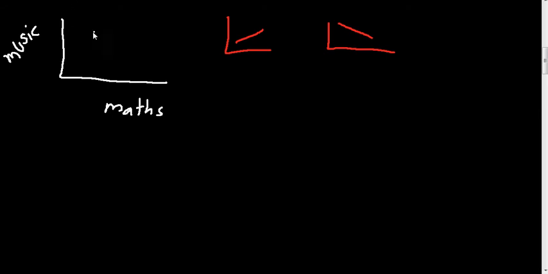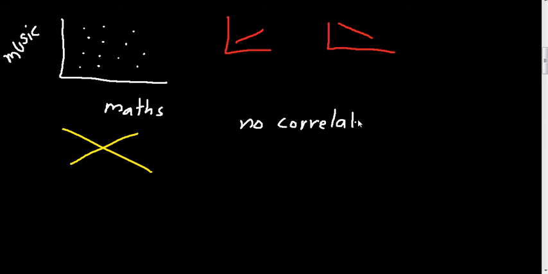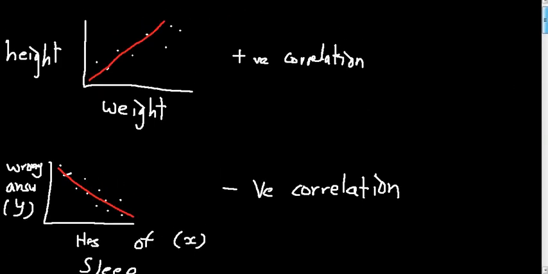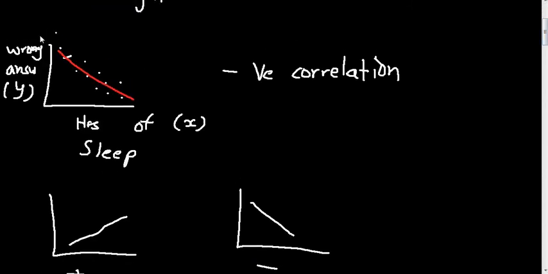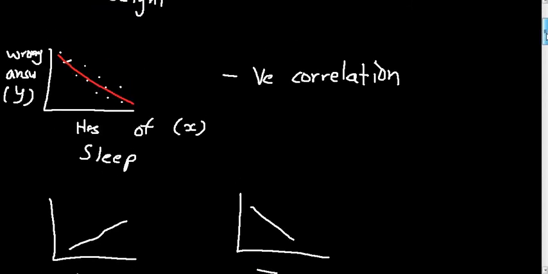So if that was the case, then you'd get a scatter graph that looks like this. You won't be able to draw a line of best fit in any sort of direction. You can't say the line of best fit is this way or this way. You just don't know. So this is a situation where there is no correlation. So far we've looked at three types of correlation: positive correlation, negative correlation, this one here, and also a situation when there is no correlation at all.